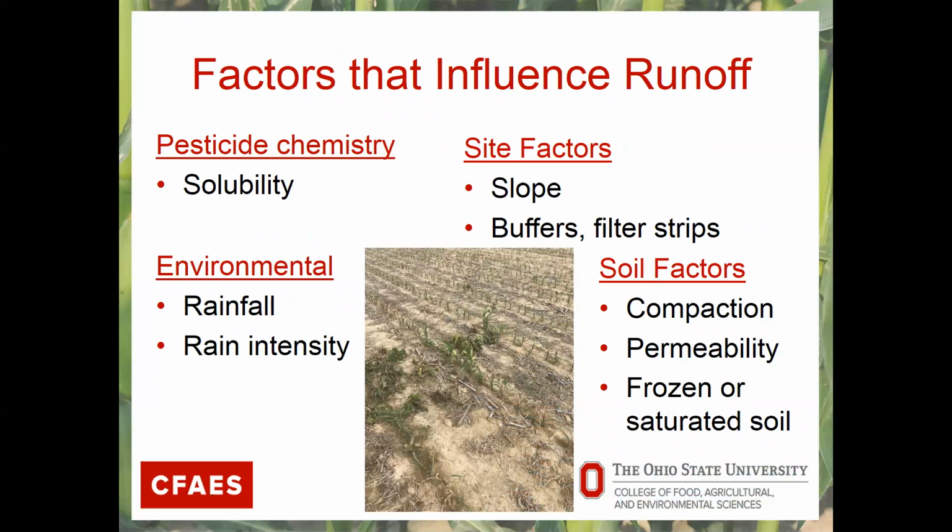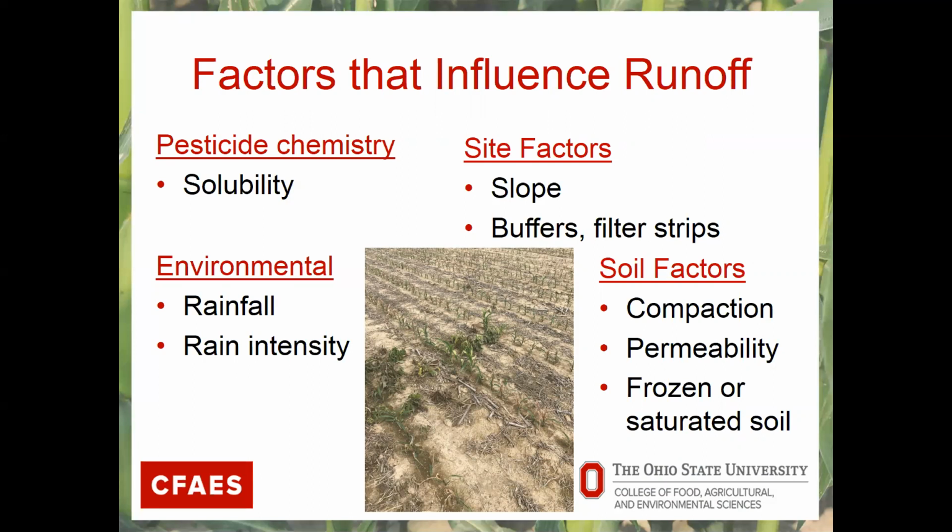To discuss some factors that influence runoff, which we covered is the movement of pesticides away from the target across the land, we want to talk about some different factors. Pesticide chemistry affects runoff. This has to do with the solubility of the pesticide and its ability to dissolve in water. The more soluble the chemical, the more likely it is to run off. The most important environmental factor is rainfall. Not only how much rain, but also the intensity in which it falls.